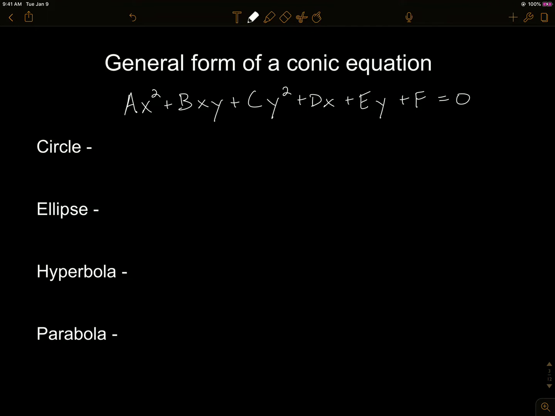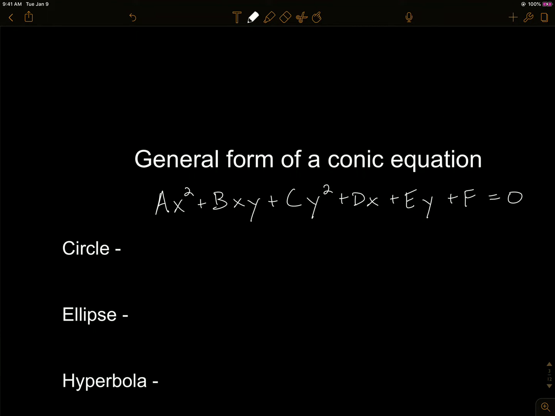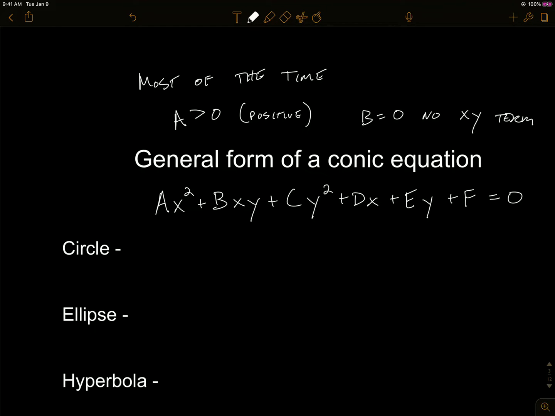All right, so this is our general form. Most of the time, A will be bigger than 0, which means A will be positive, and B will be equal to 0, meaning no xy term. That's most of the ones that we'll be looking at.